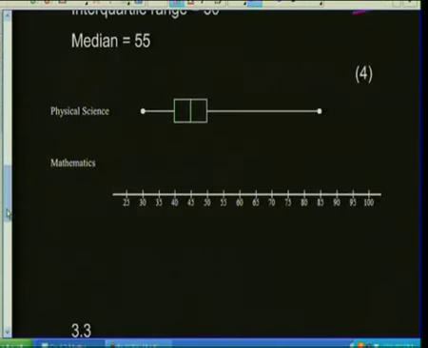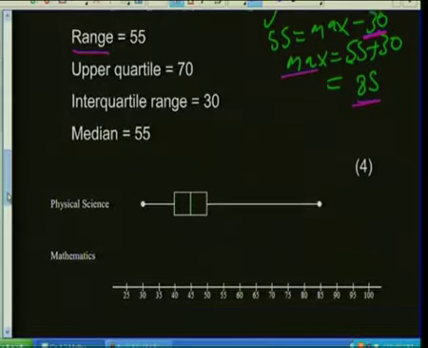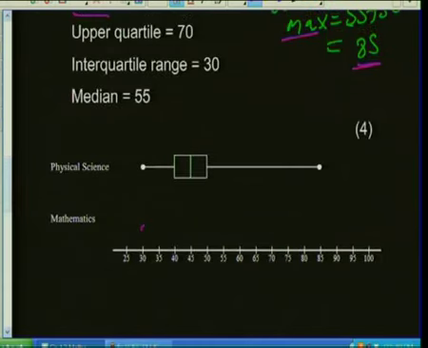So what I can do, I can go there and say, okay, what is my maximum value and my minimum value? My minimum value is 30. I can put a dot there. And what is my maximum value? I can put 85. So I have my minimum value and maximum value. What do I need now? The lower quartile, median, and the upper quartile. Okay, so now let's check up there.